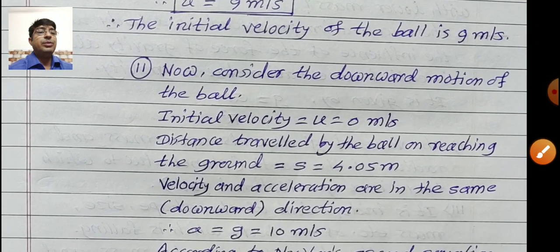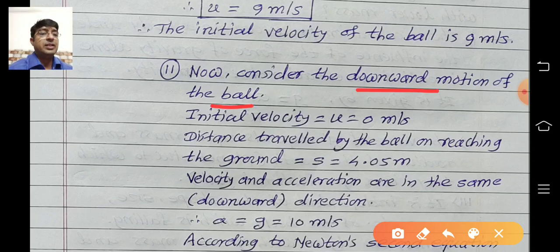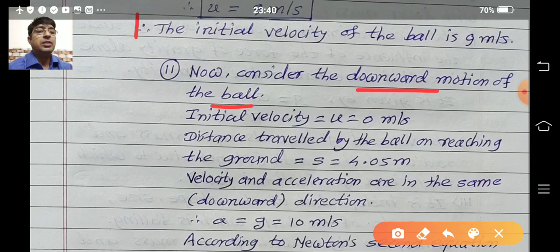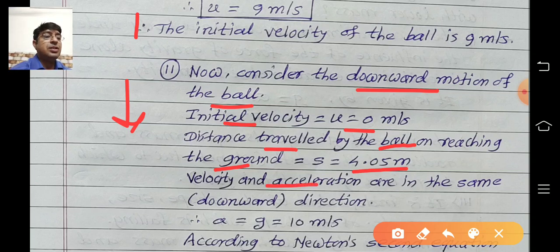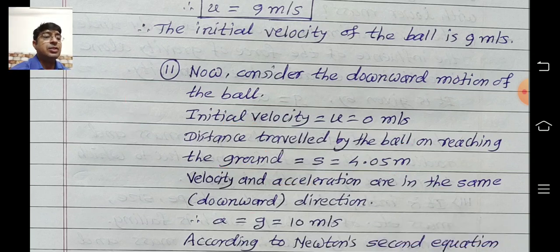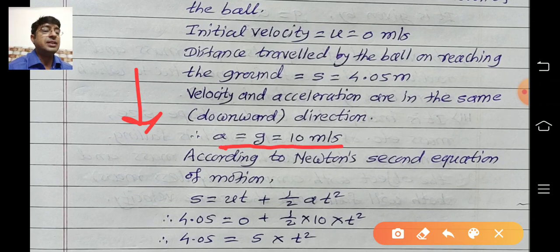Now consider the downward motion of the ball. In the first case it was the upward motion of the ball; now here is the downward motion. Initial velocity u is 0. The distance traveled by the ball on reaching the ground is the same, 4.05 meter. Velocity and acceleration due to gravity are in the same downward direction, and that's why we are not taking the minus sign here. g equals 10 meter per second square.